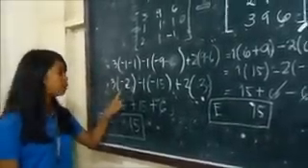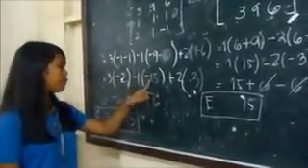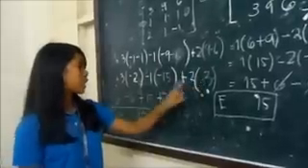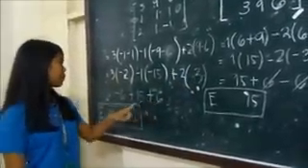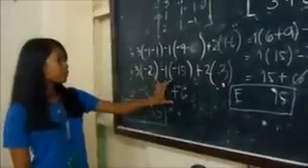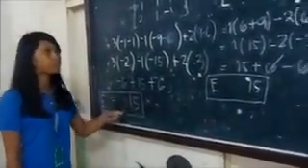3 times negative 2 is negative 6. Negative 1 times negative 15 is positive 15. Positive 2 times 3 is positive 6. Now, when we add these products, we find the error of 15.